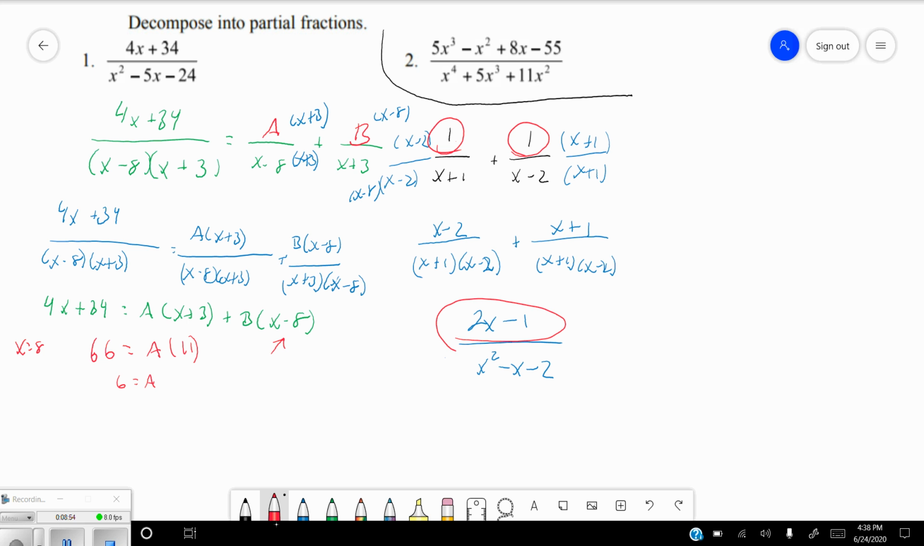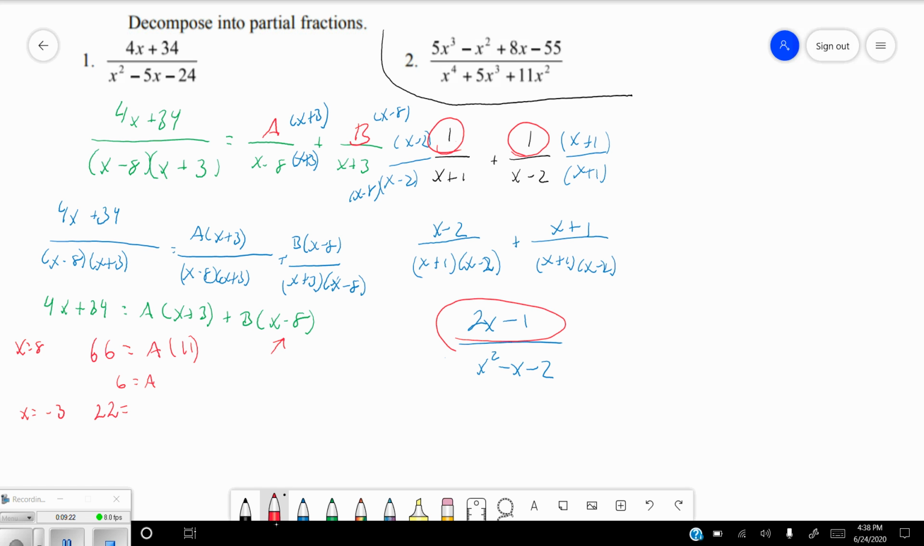Okay, we can do exactly the same idea by choosing x to be, let's see, what would make the a go away? Well, if I plug negative 3 in for x, the negative 3 plus 3 times a is going to be gone. So let's take x to be negative 3. So again, we have to plug negative 3 into all the x's. So if I plug it into the left-hand side, 4 times negative 3 is negative 12, plus 34 is 22.